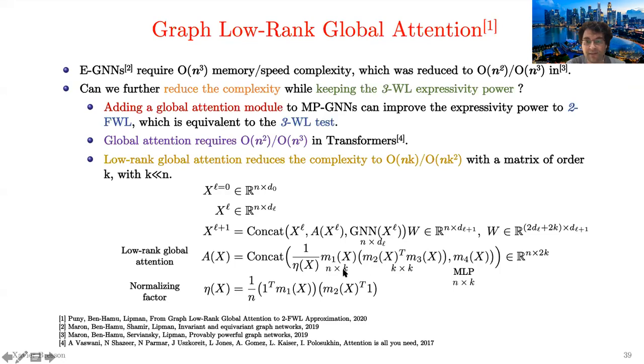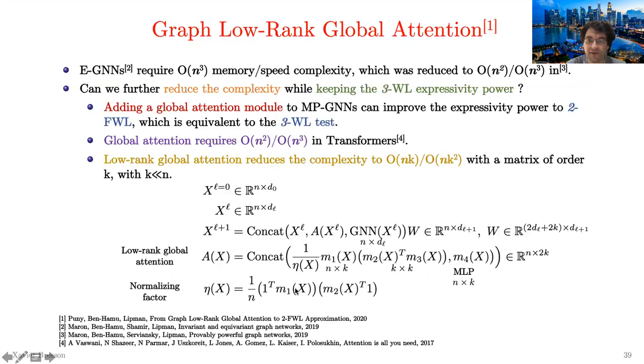Here you also have N times K. Transpose is going to be K times N multiplied by N times K, so you get a K by K. So this is where you get the low rank global attention here. And then here it's just a normalizing factor.